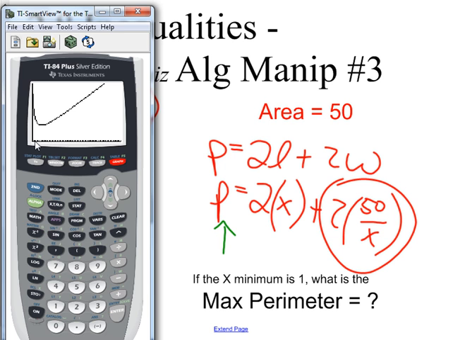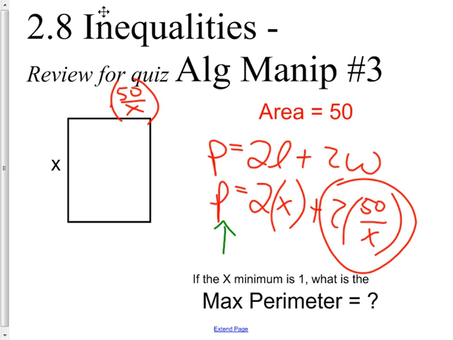Now we've got to go back to our picture and just think for a second. If x was 1 and the area has to be 50, that's got to be 50. You get that? If the area's got to be 50 and one of the sides is 1, 1 times 50 makes 50. So the biggest it could be is 50.